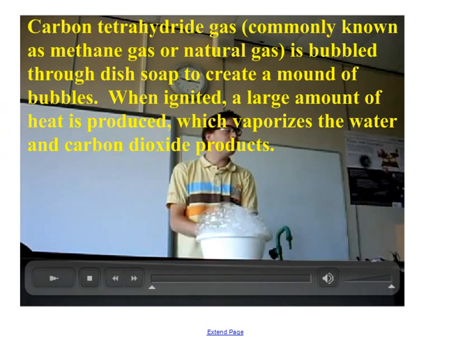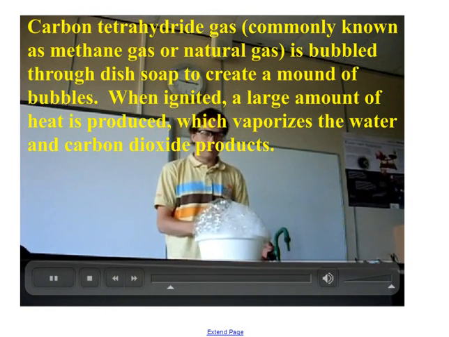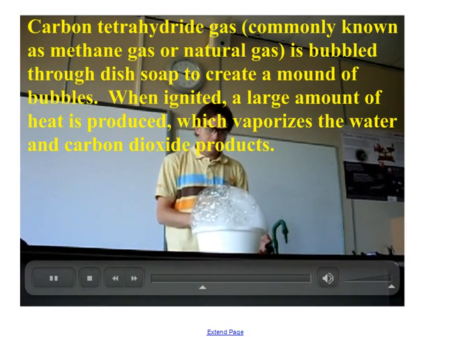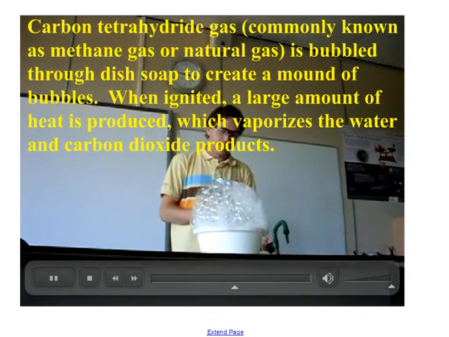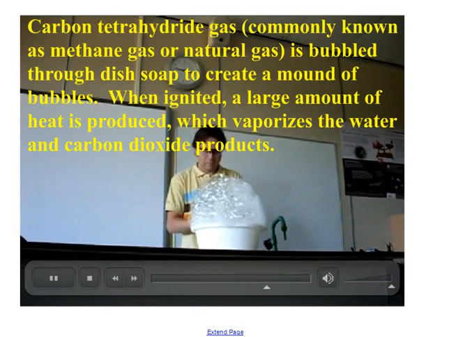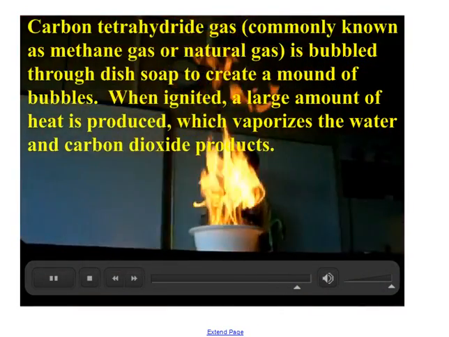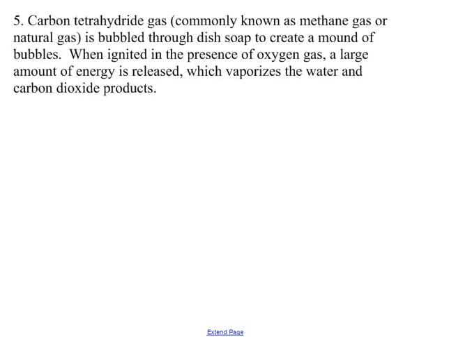The fifth and final chemical reaction that we're going to write an equation for today is this one. Carbon tetrahydride gas, commonly known as methane gas or natural gas, is bubbled through dish soap to create a mound of bubbles. When ignited, a large amount of heat is produced, which vaporizes the water and carbon dioxide products. All right, so pretty spectacular reaction there. Let's identify the reactants and the products. I'm going to go back to my original color scheme.